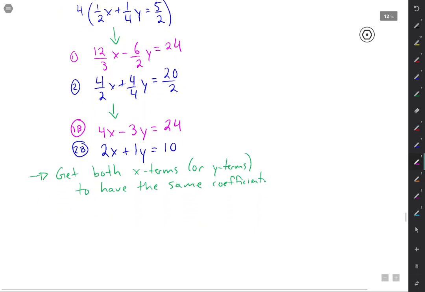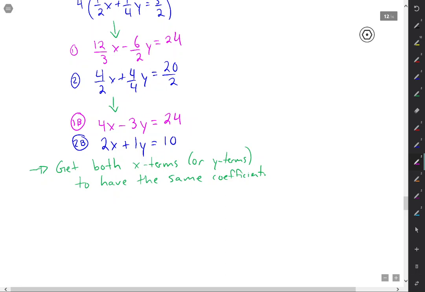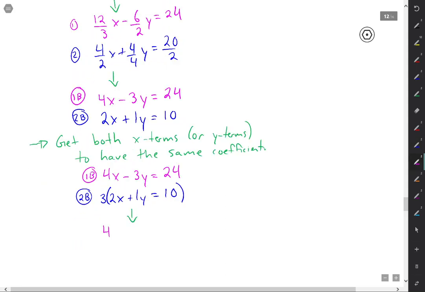If I were to multiply the second equation by 3, then both the y terms would have a coefficient of 3. So for equation 1b, we can leave that one the same. It would be 4x minus 3y is equal to 24. And then for equation 2b, I'm going to multiply the entire thing by 3, because when I do that, I'm going to have a 3 in front of that y value. So I'm just going to rewrite these down. Equation 1b stays the exact same, but now equation 2b changes to 6x plus 3y is equal to 30.